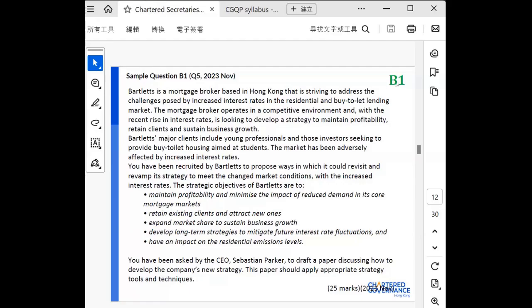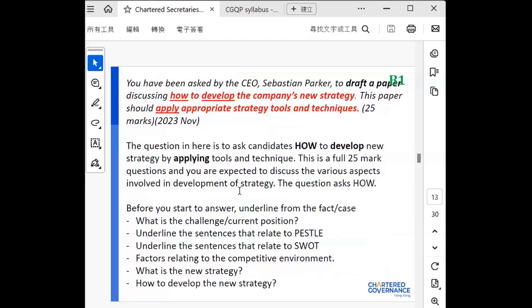Okay, I think that's quite a simple question, quite short, unlike the pre-release case studies. So this is a short question, question 5. You can see that you have been asked by the CEO to draft a paper, and then explain how to develop the strategies by applying the different tools and techniques.